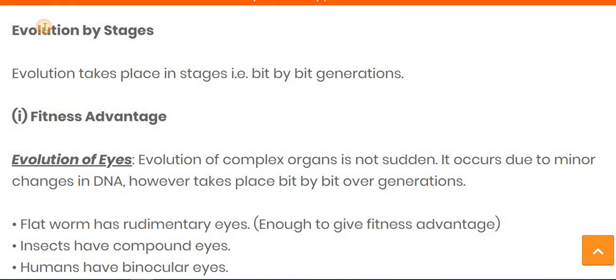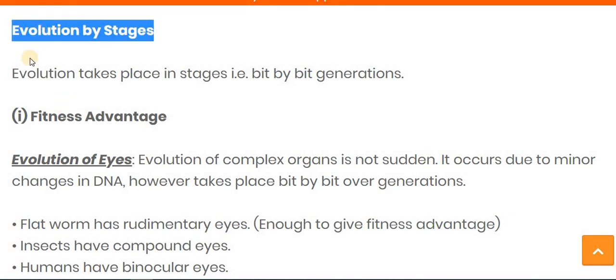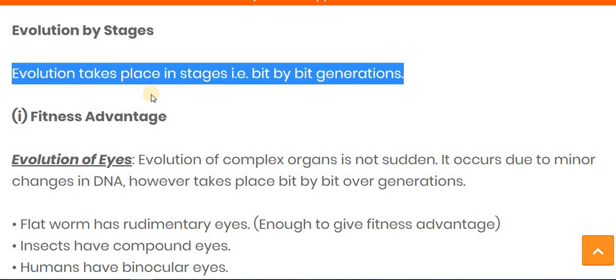Now the next one is evolution by stages. The evolution takes place in stages. For example, bit by bit generation. It is a long-lasting process. So we can say that it is bit by bit generation, means the changes occur generation to generation, and it is very little.